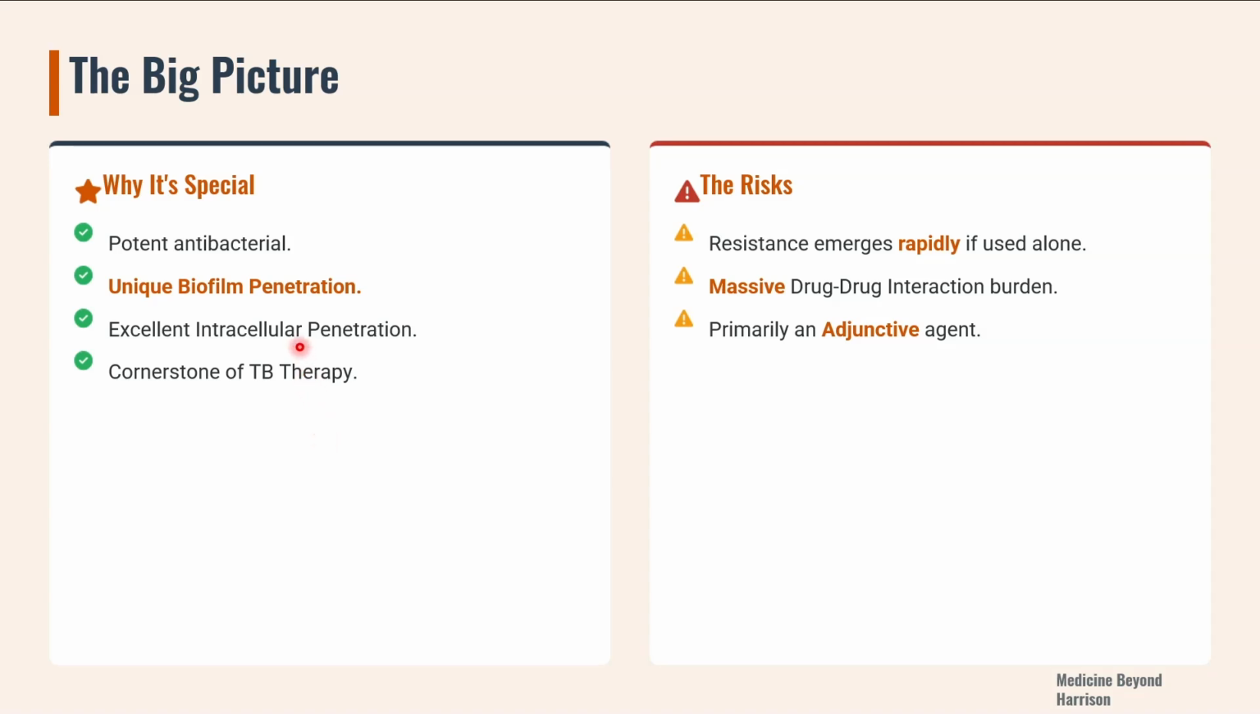That is also the most commonly exploited mechanism for treating tuberculosis, and it becomes the cornerstone of tuberculosis therapy. Resistance emerges rapidly if used alone. There is a massive drug interaction burden. That is also the major risk of this drug, and it is primarily used as an adjunctive agent, not as a monotherapy. Never use it as a monotherapy, except in a few specific cases of tuberculosis prophylaxis. Otherwise, you should never use this as monotherapy.